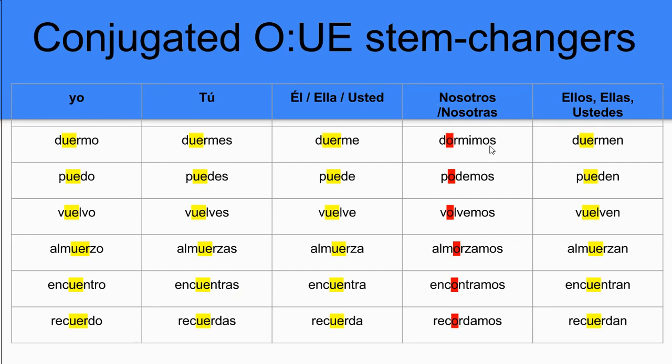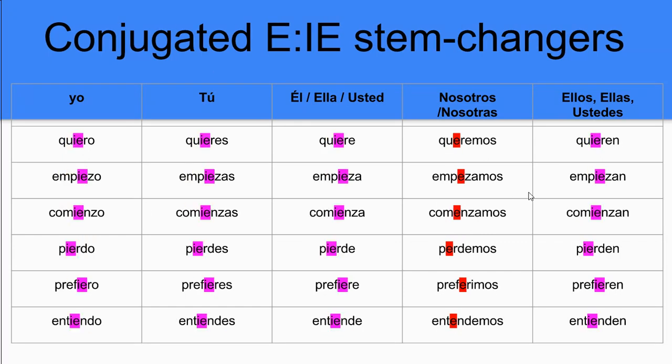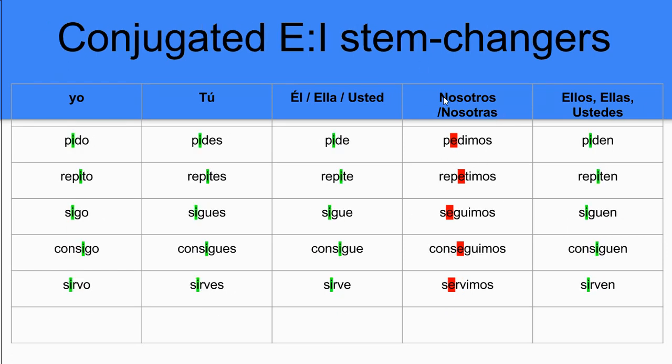The exception is nosotros. And that's because we have a dual syllable ending that we're adding for that conjugation. So the stress falls on dormimos, podemos, volvemos. So it's pulling the stress away from that O. It remains in its normal form. But every other form becomes a UE. We see the same thing is true for E to IE. Every form that's conjugated in the present tense will suffer the IE stem change with the exception of the nosotros and nosotras. And in the E to I stem change category, we see the same thing occur. Every verb form will have this stem change happen, except for the nosotros and nosotras, where the E remains.